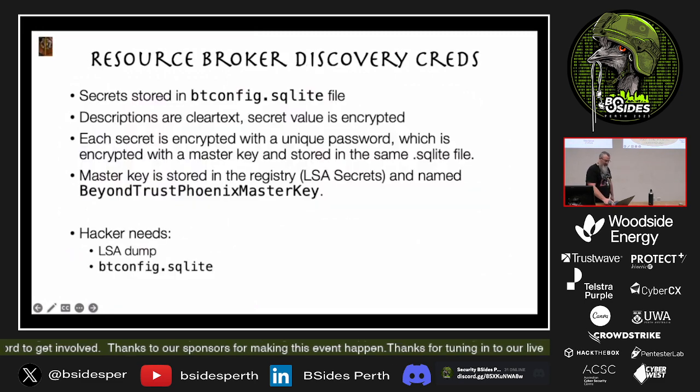There is some cryptography involved. So the file that these things live in is called btconfig.sqlite. The descriptions for each entry are clear text, but the secret value is encrypted. Unlike Secret Server, the master key only exists in an LSA secret. It's called BeyondTrust Phoenix master key. So again, you'll need to have admin on the box to pull that out usually. But yeah, all you should really need is LSA dump and that SQLite file, and away you go.